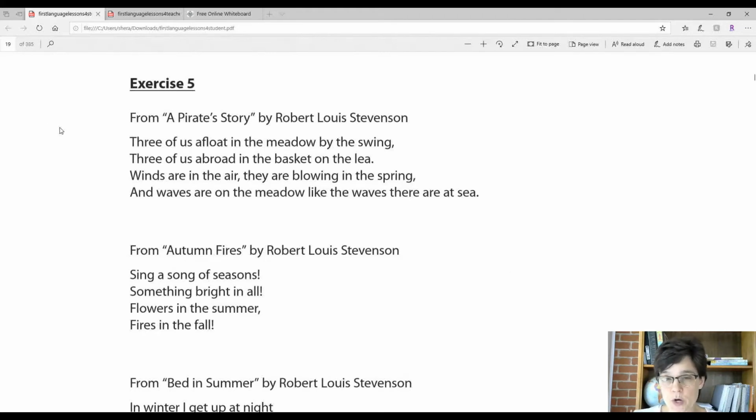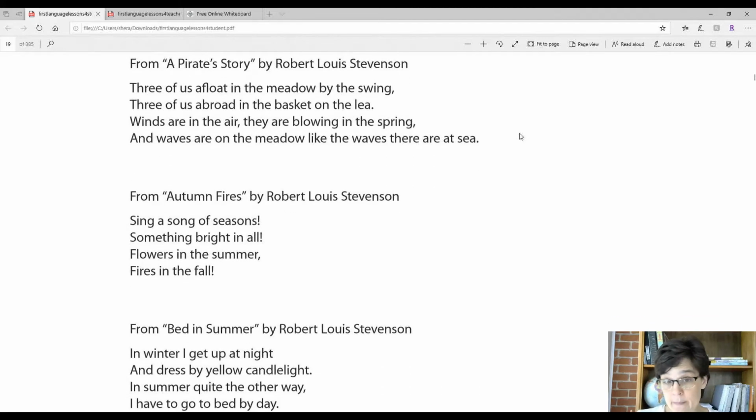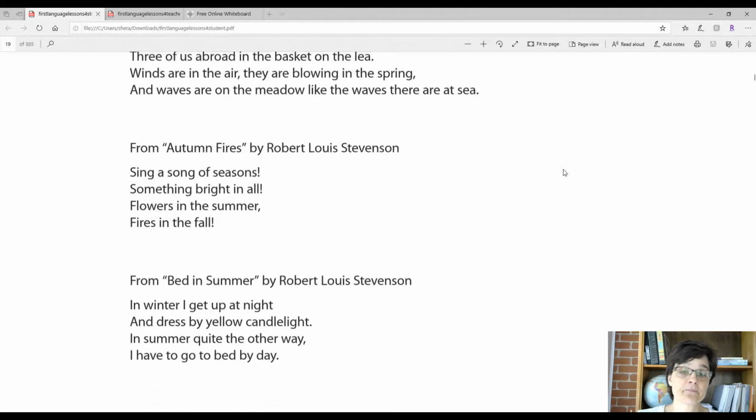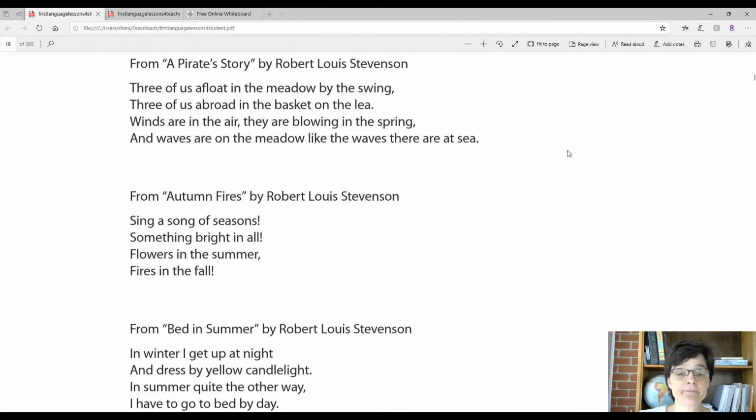From A Pirate Story by Robert Louis Stevenson. Three of us afloat in the meadow by the swing. Three of us abroad in the basket on the lee. Winds are in the air, they're blowing in the spring, and waves are on the meadow like the waves there are at sea.